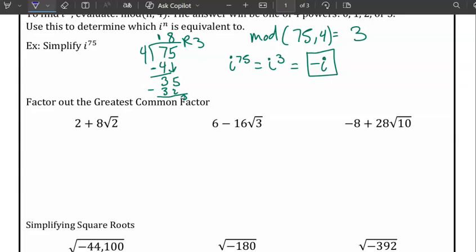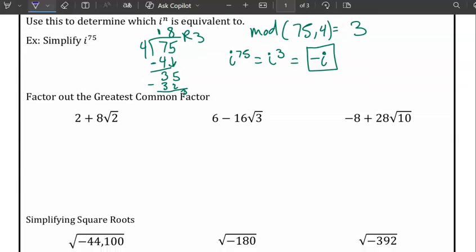Factor out the greatest common factor, the GCF. 2 and 8 square root 2. The GCF of these is 2. We could factor out the 2, and you're left with 1 plus 4 square root 2.